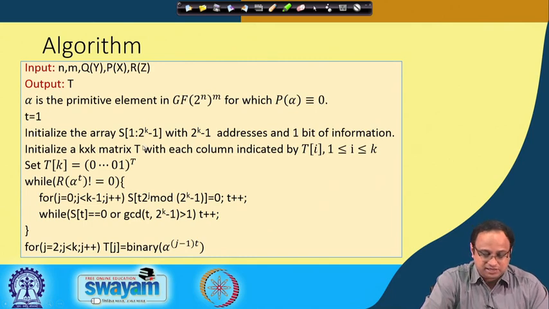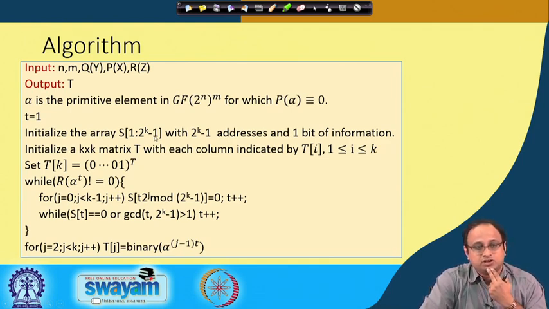So this array S essentially stores all the possible values of t. There are 2 to the power of k minus 1 possible values of t, so I indicate this by an array with 2 to the power of k minus 1 addresses and 1 bit of information. I then initialize this k cross k matrix T, which I want to build up, with each column indicated by Ti. So there are k such columns.